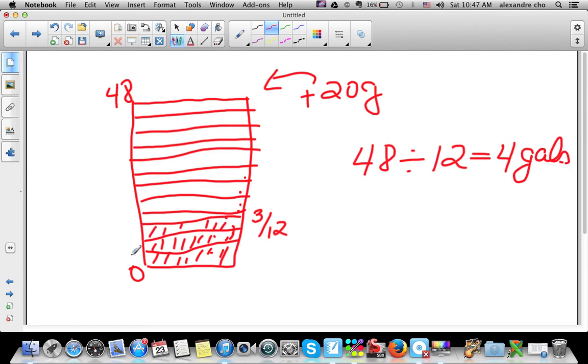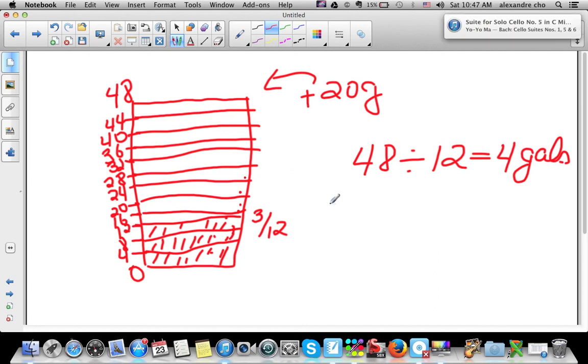So each line over here is worth 4 gallons. It's an increment of 4. So we got 4, 8, 12, 16. I'll actually write this down. 20, 24, 28, 32, 36, 40, 44. Okay? So increments of 4. 48 divided by 12 is 4, so we count by 4 all the way up.